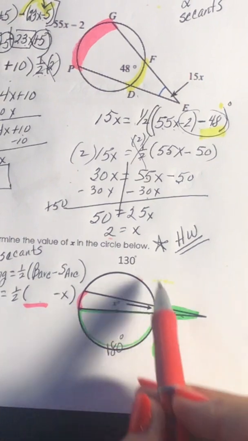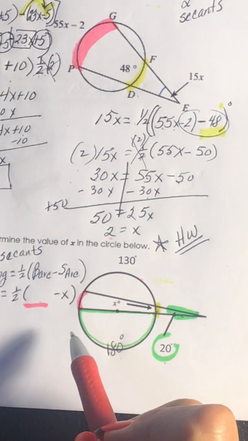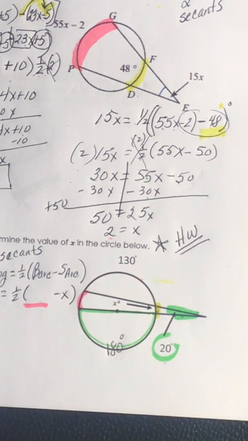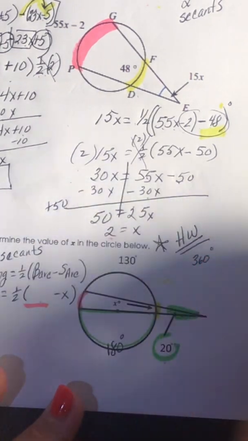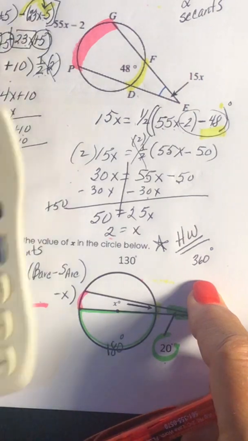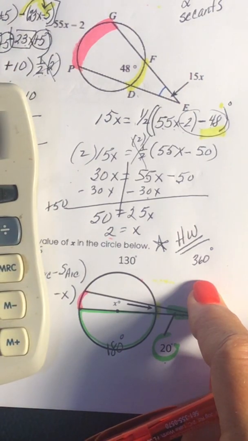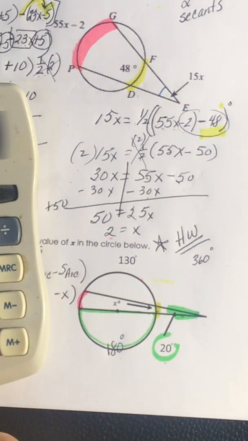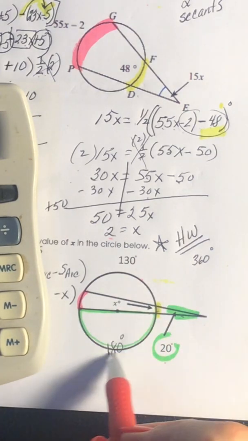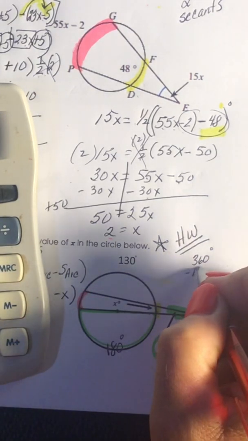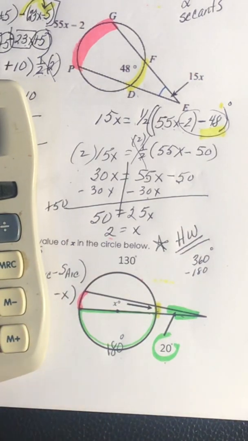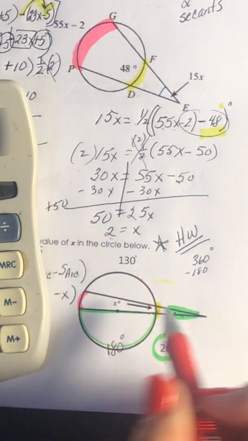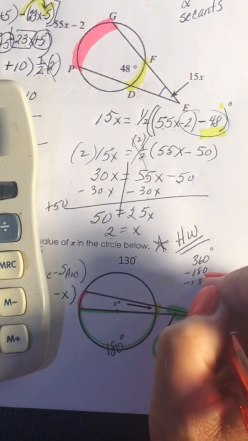How many total degrees are in a circle? Correct, 360. So if we have a 360, and we know that this is half of it, minus 180. And we know that this is 130 degrees.